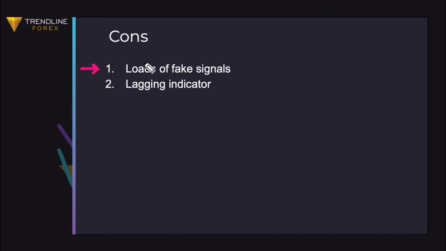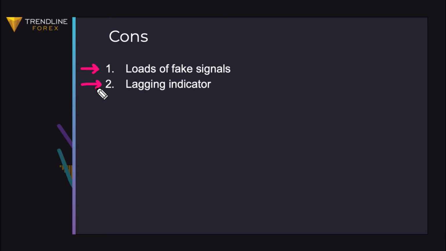You will notice that the line could be below or above the histogram, but then price won't complete the reversal. And also the histogram could move above and below zero, but not affect price in any way. That's why we have to filter out those fake signals and not enter every trade that the indicator presents to us. Another one is that those two are also lagging indicators.